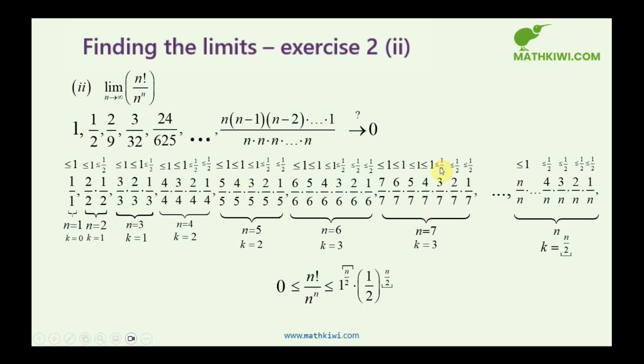And similarly here, if you replace the first 4 with 1, so it would be 1 times 1 times 1 times 1, and from there, times 1/2, times 1/2, times 1/2, times 1/2, then the fraction that would result would be greater than or equal to this. That always holds true, right?